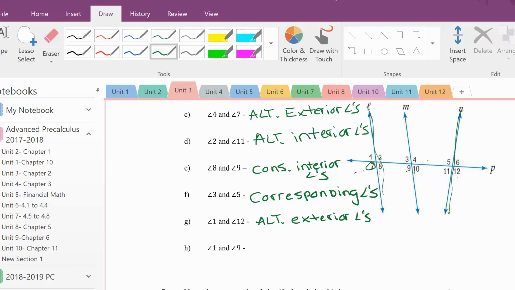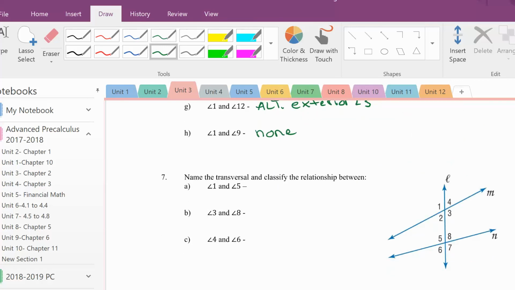And 1 and 9, I forgot about 1 and 9. So here's 1 here, and here's 9 here. Now notice one's interior, one's exterior, but they're on different sides of the transversal, and so that means there's no special angle type for that. There are none. All right, so the last one here, it says to name the transversal for 1 and 5. Well, here's 5 and here's 1, so the transversal would be L. And notice one's interior, one's exterior. They're in the same spot, just different lines. So therefore, they are corresponding.